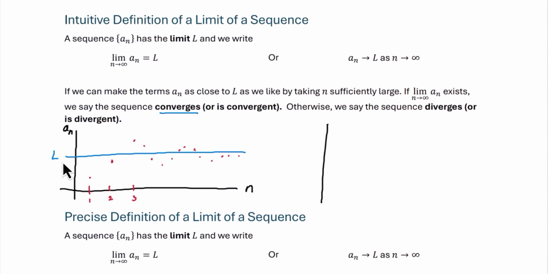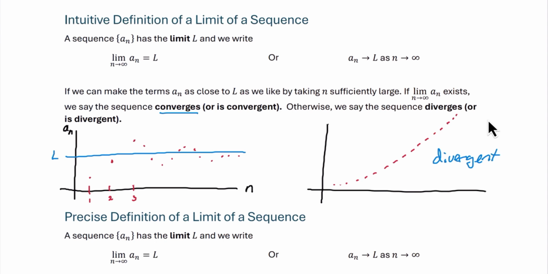We could also see another example. This time, let's say the a values are doing something like this, and they're not converging to a value like L. Here, the a values are getting bigger and bigger and bigger. In this example, this would be a divergent sequence. Those values are just continuing to get bigger. They're not converging to a specific value like we see in this example, where it again is convergent.